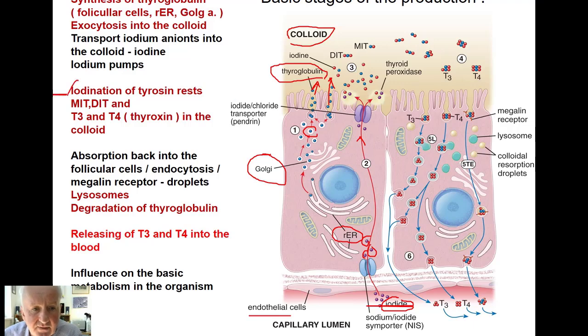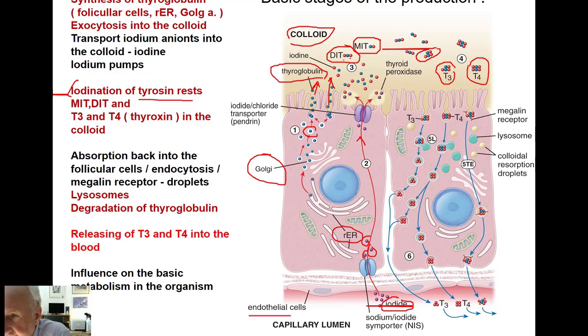Now happens the iodination of tyrosine residues. If one iodine is attached, it's monoiodotyrosine. If two iodines are attached, it's diiodotyrosine in the colloid. If three, you have triiodothyronine. And if even four, it's tetraiodothyronine, or thyroxine by another name. So these hormones are stored in the colloid here, attached to the thyroglobulin.